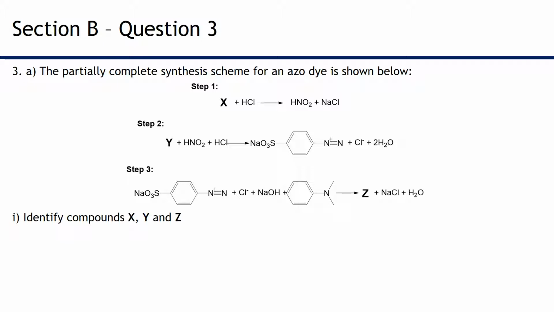Then we move on to section B, question 3. In part A, you're told that the partially complete synthesis scheme for an azo dye is shown below, and the scheme is there in 3 steps. There are some compounds that are missing, represented with X, Y, and Z, and in part I you're asked to identify compounds X, Y, and Z.